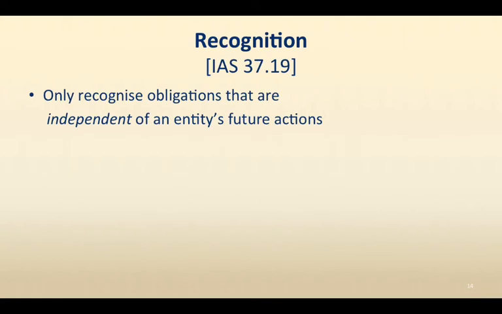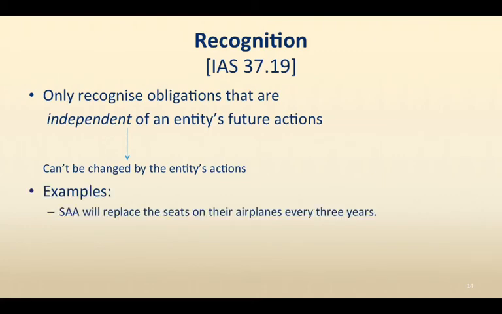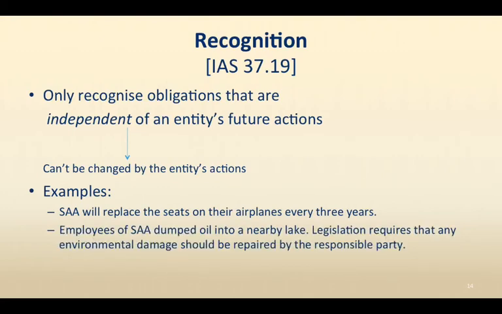Then you only recognize obligations that are independent of an entity's future actions. It can't be changed by the entity's actions. Examples of this: SAA will replace the seats on the airplanes every 3 years, or employees of SAA dumped oil into a nearby lake. Legislation requires that any environmental damage should be repaired by the responsible party. That means, in terms of legislation, an entity's actions can't change that they need to adhere to this legislation.